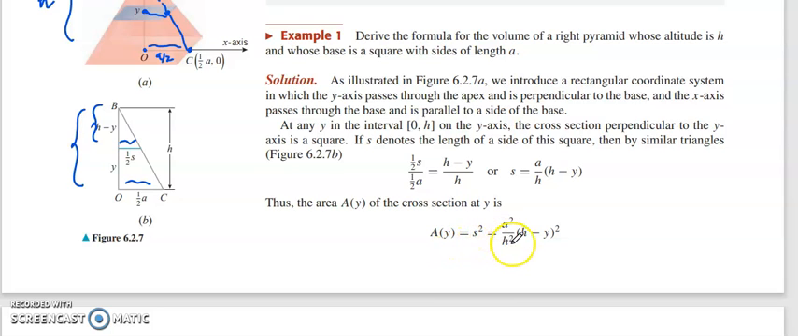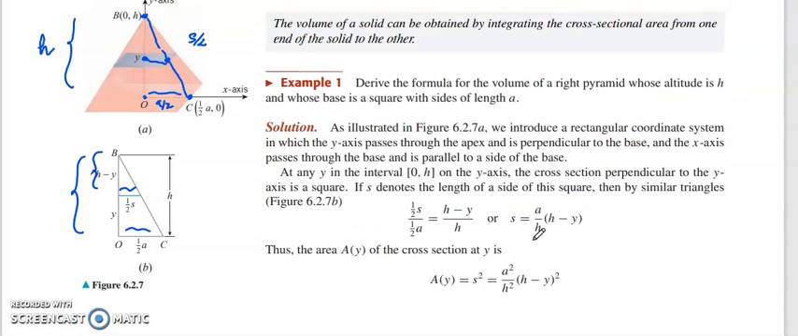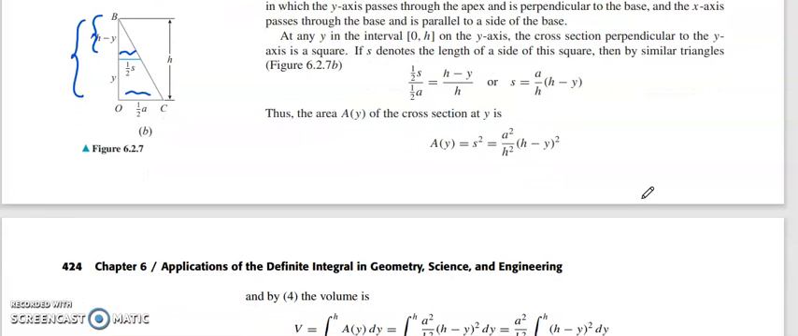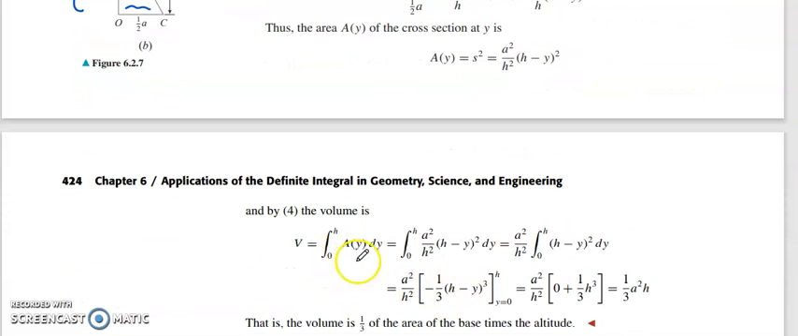So that is a square by h square into h minus y whole square. So we have got A of y, and now the height varies from 0 to h. For this pyramid, the altitude is h, so the height will vary from 0 to h. By the method of slicing, the volume will be given by integral 0 to h of A of y dy. So that is integral 0 to h a square by h square into h minus y whole square dy.